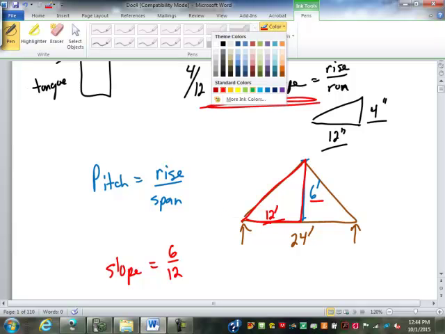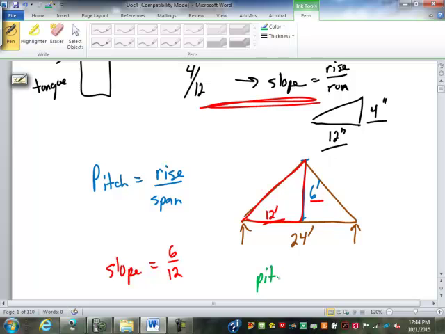The pitch, however, as we said, was rise over span. There's 6 feet of rise for 24 feet of span. That reduces to a 1/4 pitch. Does that make sense?